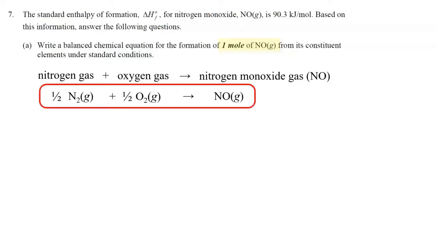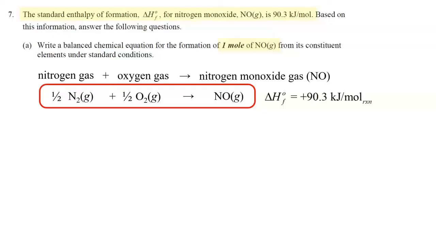So now this is the balanced chemical equation, and the delta H for this particular equation is based on the given information. For the standard enthalpy of formation, that would be 90.3 kilojoules per mole. So the delta H for this reaction is positive 90.3 kilojoules per mole of reaction.